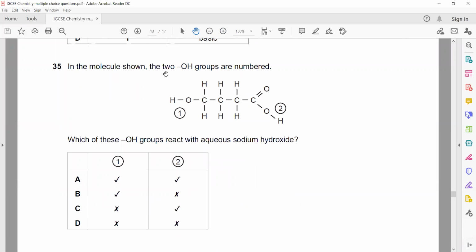In the molecules shown, the OH groups are numbered. Which of these OH groups react with sodium hydroxide? Actually, carboxylic acids, acids react with alkali. That's why the two will react. For question number 35, group 2 will react, but group 1 is alcohol. For alcohol, only two reactions you studied: one is combustion, another one is oxidation.